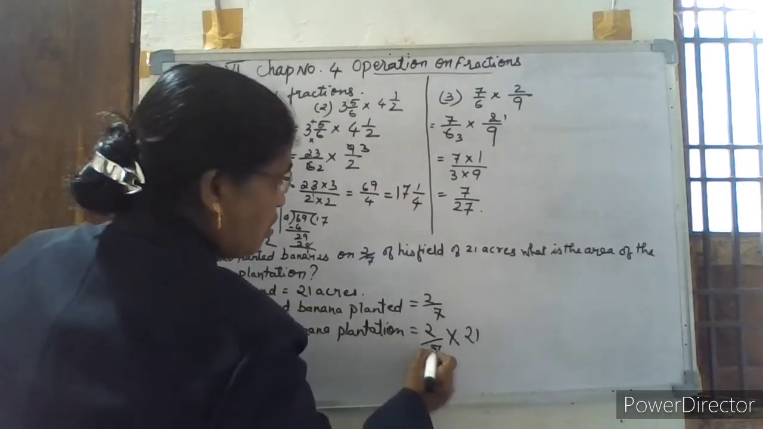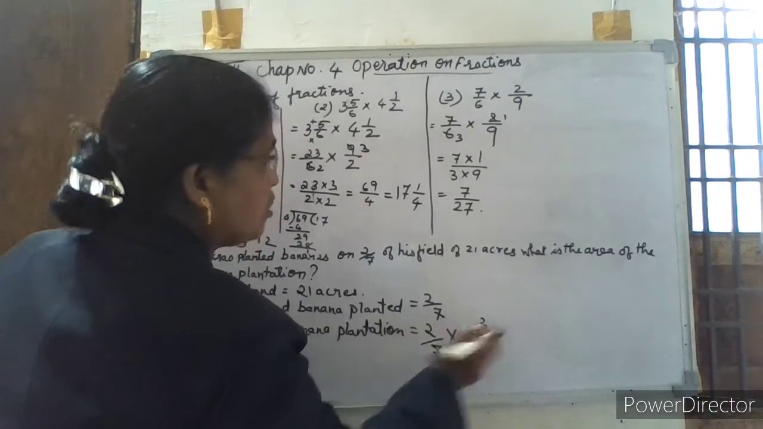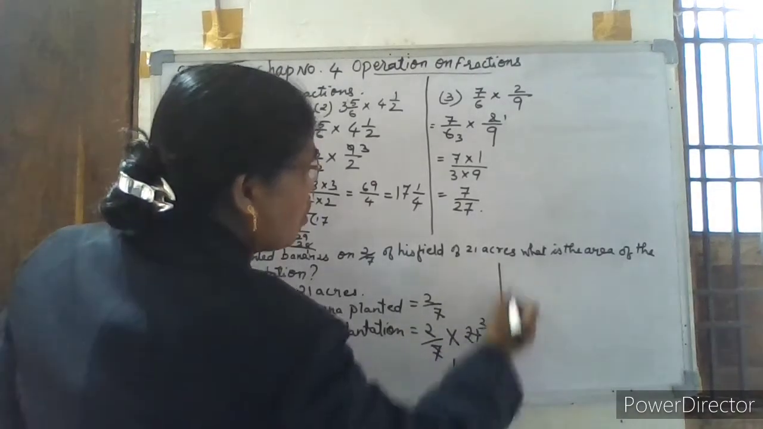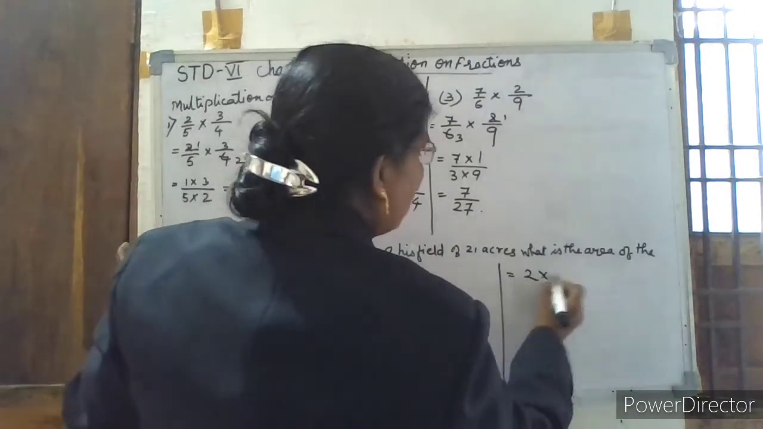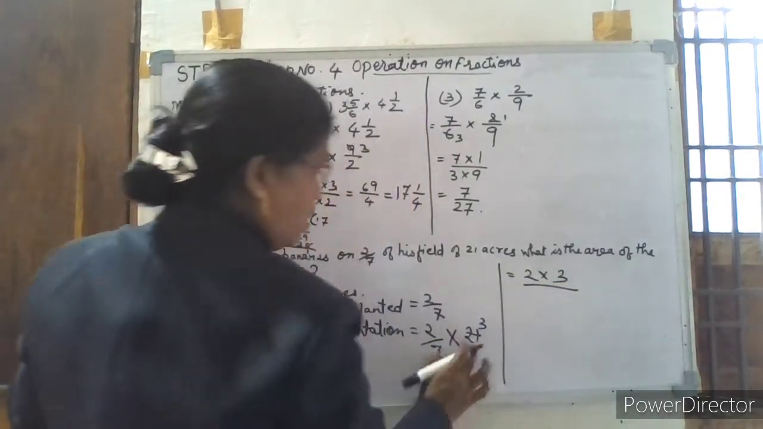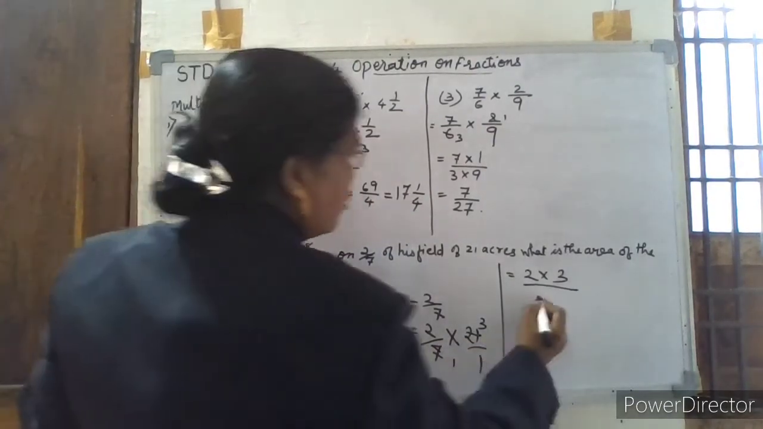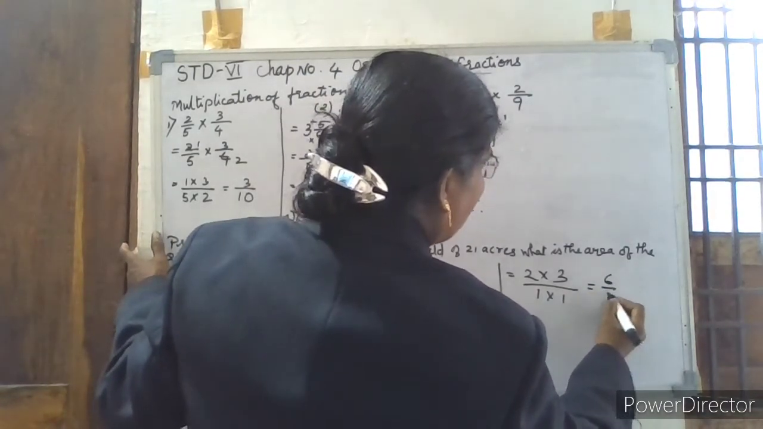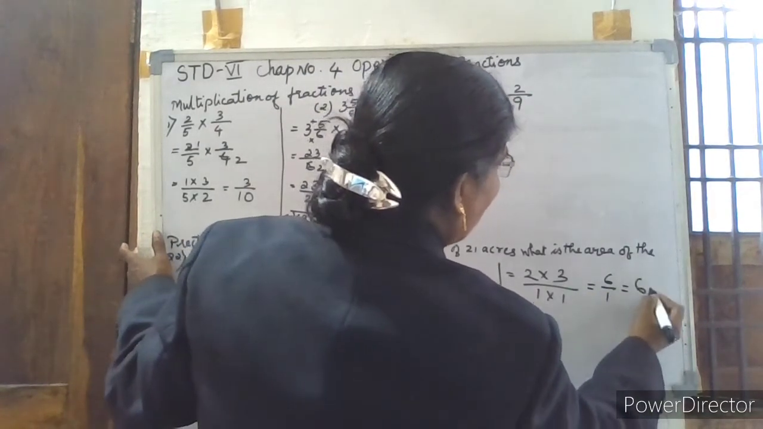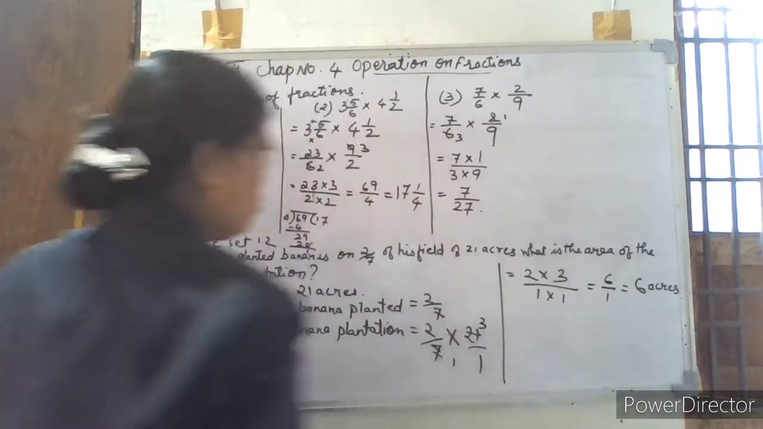So numerator into numerator. What is left now? Numerator into numerator, that is 2 into 3, upon denominator. Nothing is there here, so think of it as 1. So 1 into 1, that is equal to 6 by 1, that is equal to 6 acres. So in 6 acres of land, banana plantation is done.